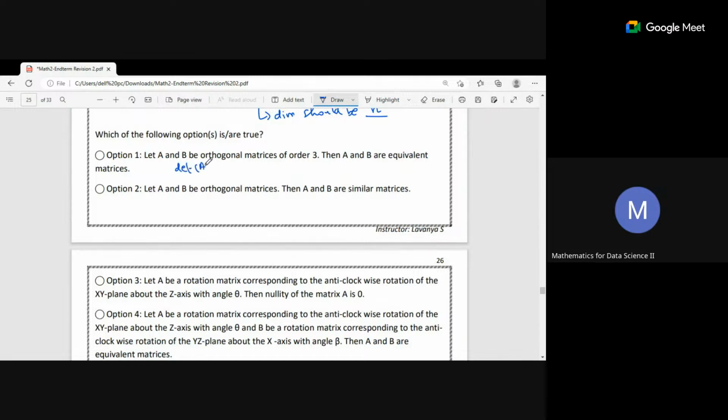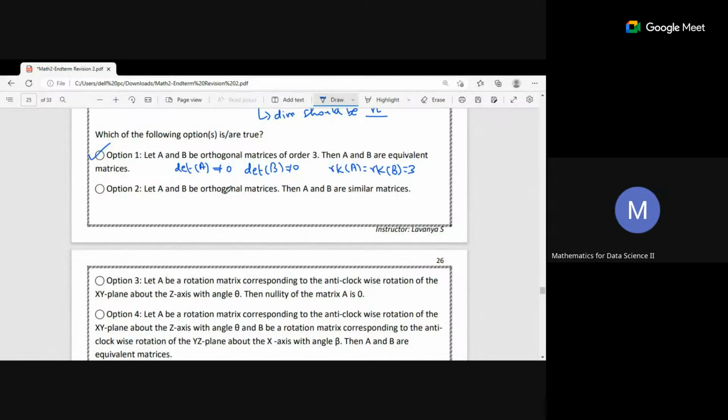What do you know about the determinant of A and determinant of B? Not equal to 0. Both are non-zero. So it means rank of A is equal to rank of B is equal to? Yes, ma'am, 3. So if the ranks are the same, you know the matrices are equivalent.